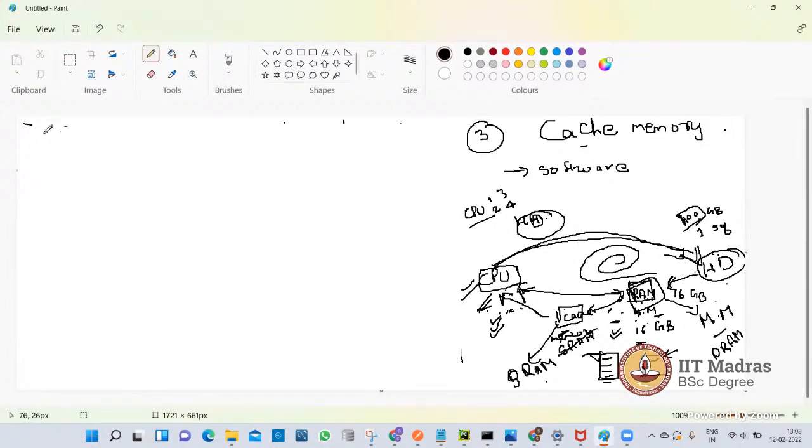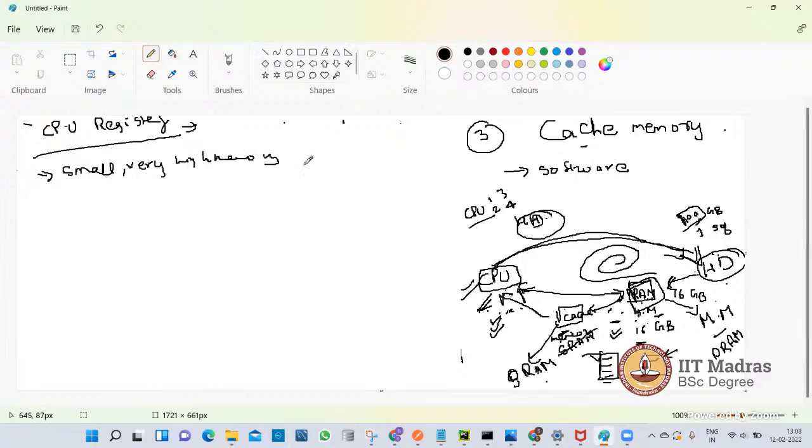So if we talk about CPU registers, we will not go very deep into the register. Register is a very vast concept. A CPU register is a small, very high speed memory inside the CPU.